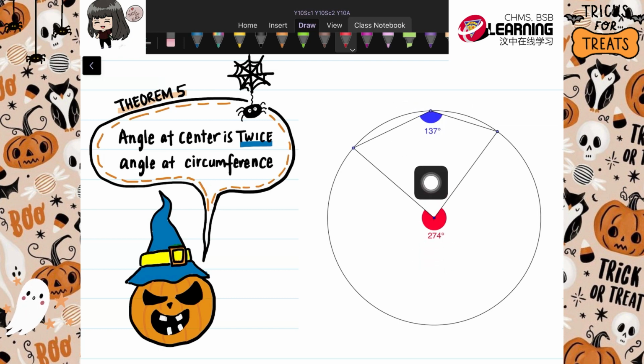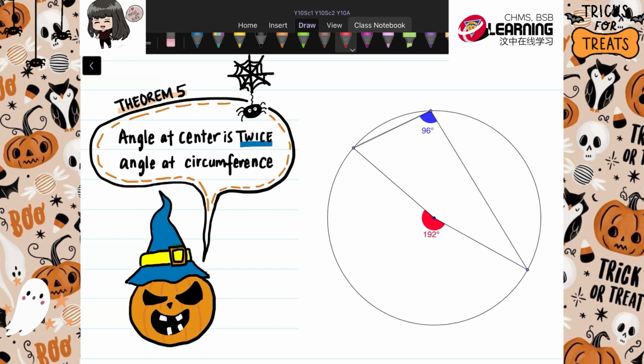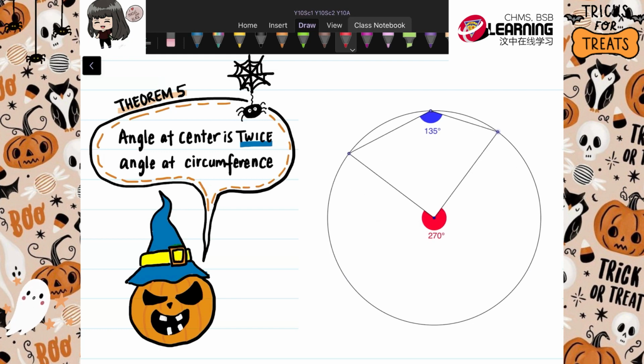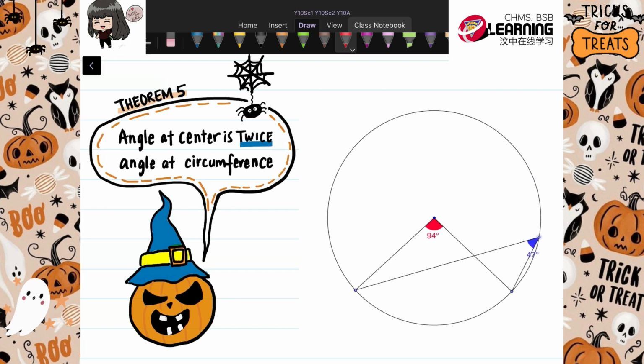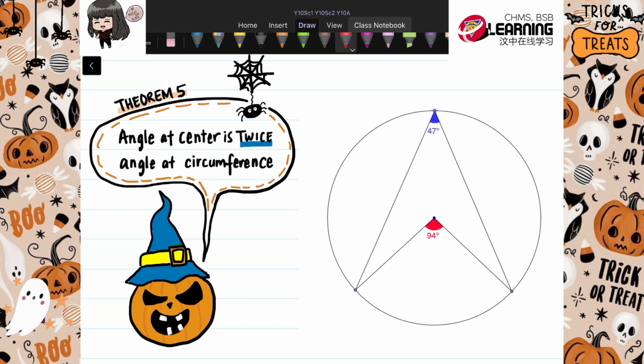So remember that angle at the center and angle at the circumference is not always this shape, because students always think it's always like this shape. It's not always like this. It can be like this. It can be like this. It can be like this. Right? So remember this one: angle at the center is always twice the angle at the circumference.